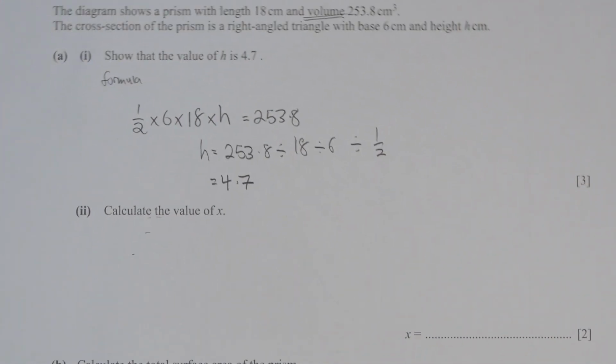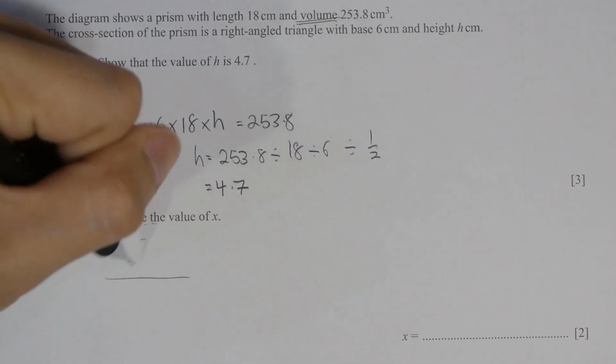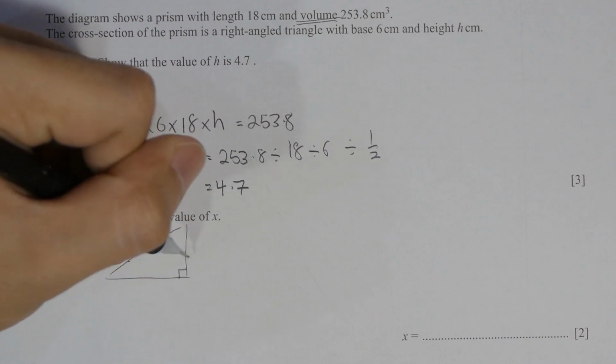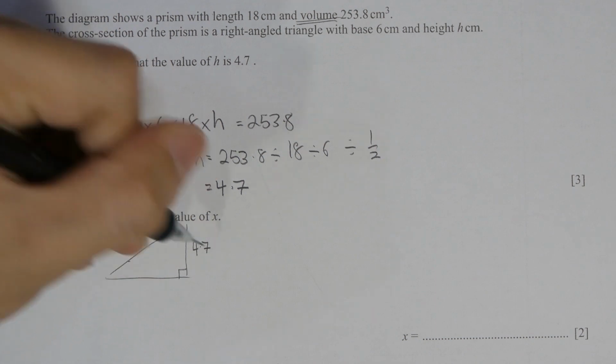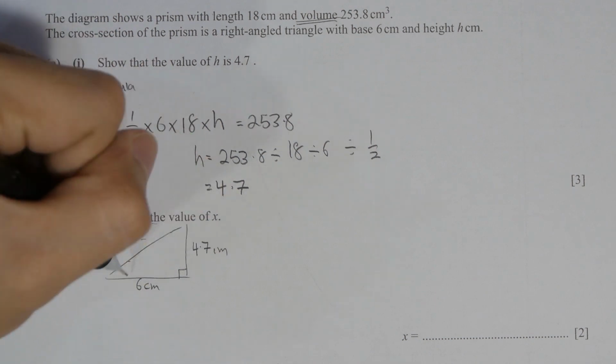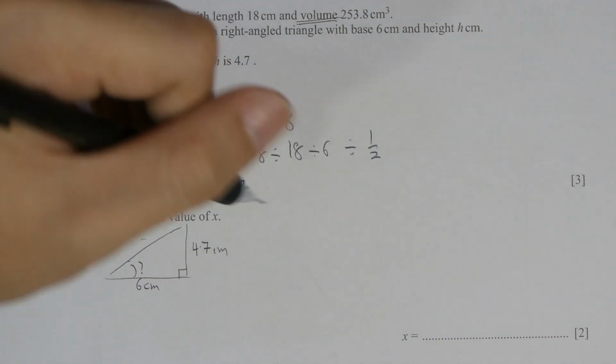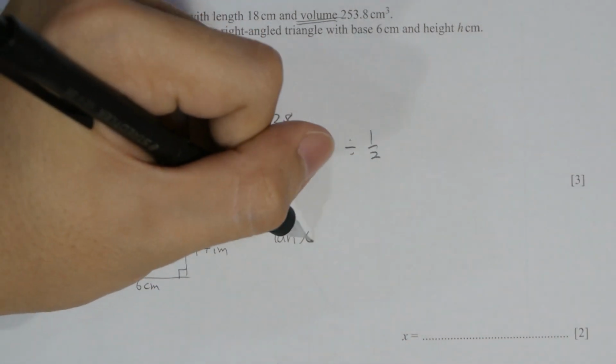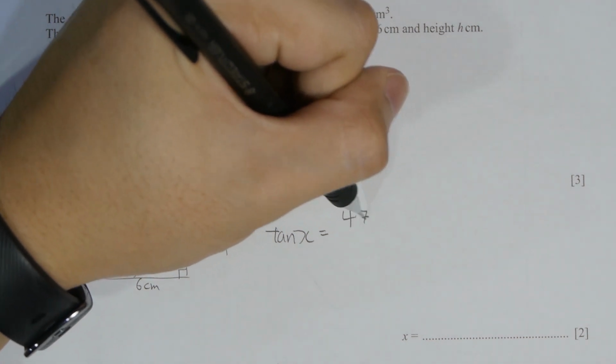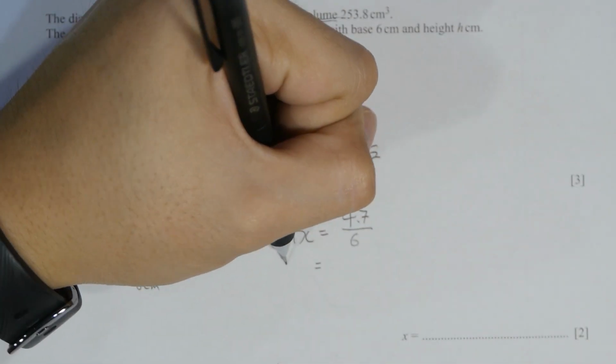Since we have the H value, we can now calculate the angle X as its opposite and adjacent have been given. So X equals tangent inverse 4.7 over 6. So your angle here will be 38.1.